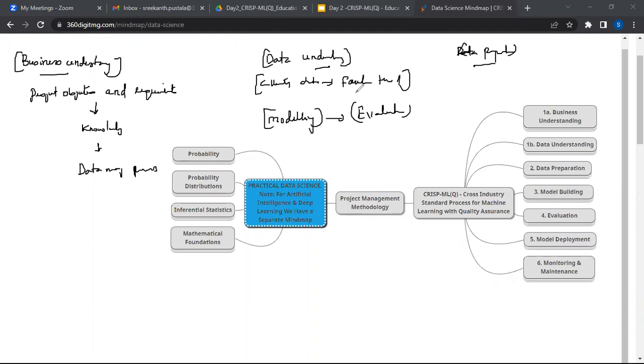So before data preparation, we are going to give a close look into the data: what are the different data types we have, and from where we have got this data. So data collection and data types are two different steps that we are going to look into when it comes to data understanding.